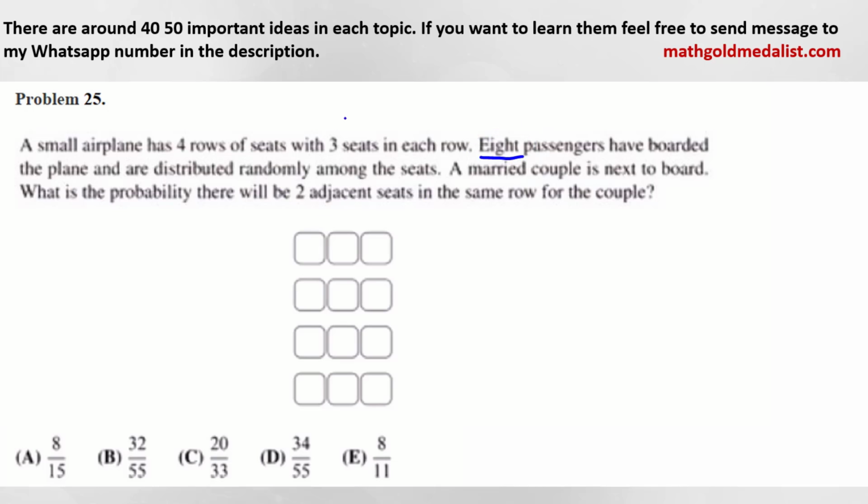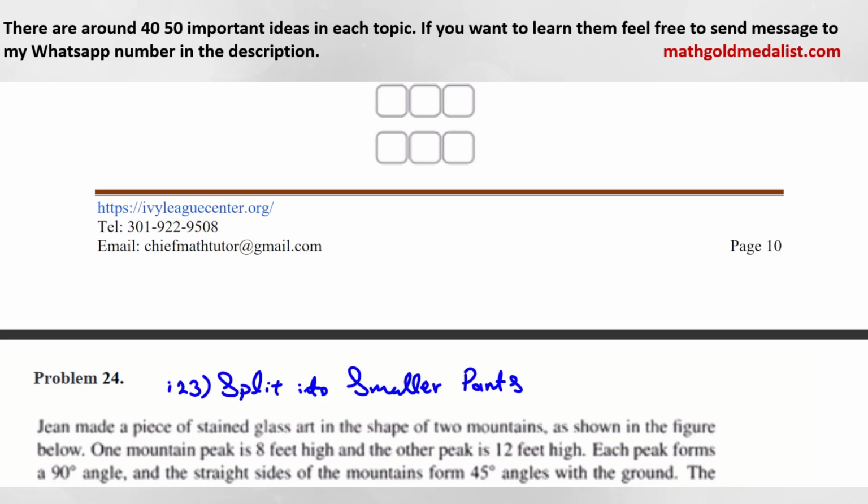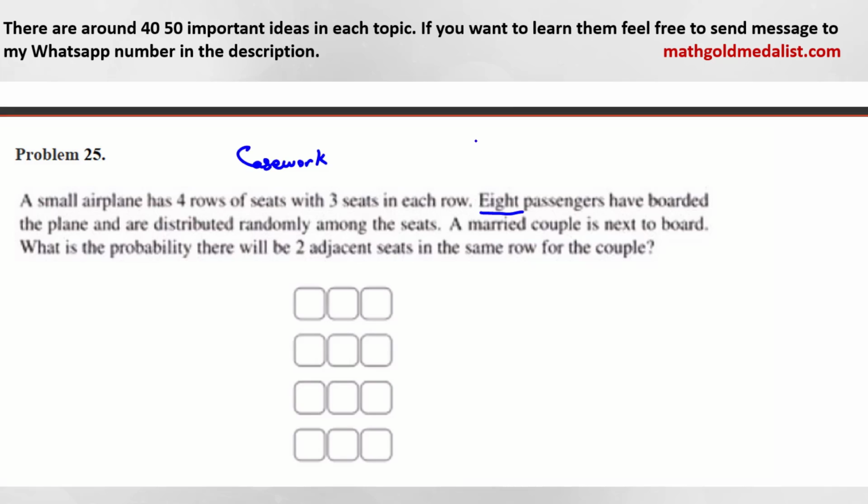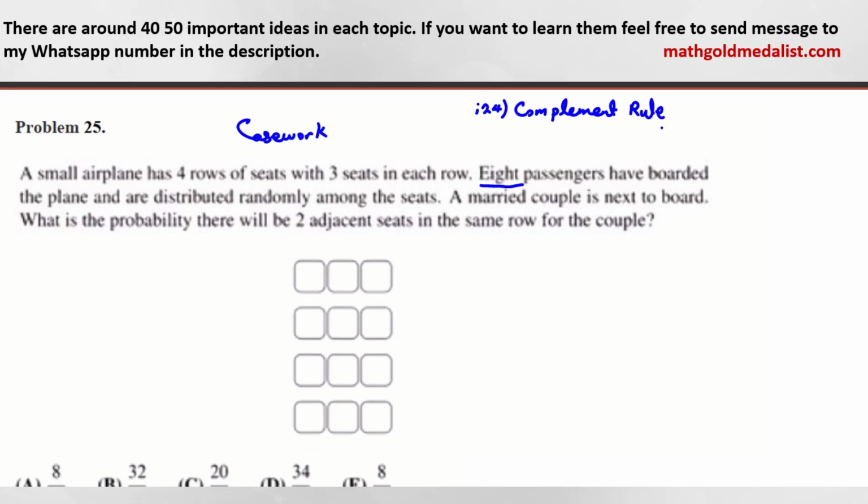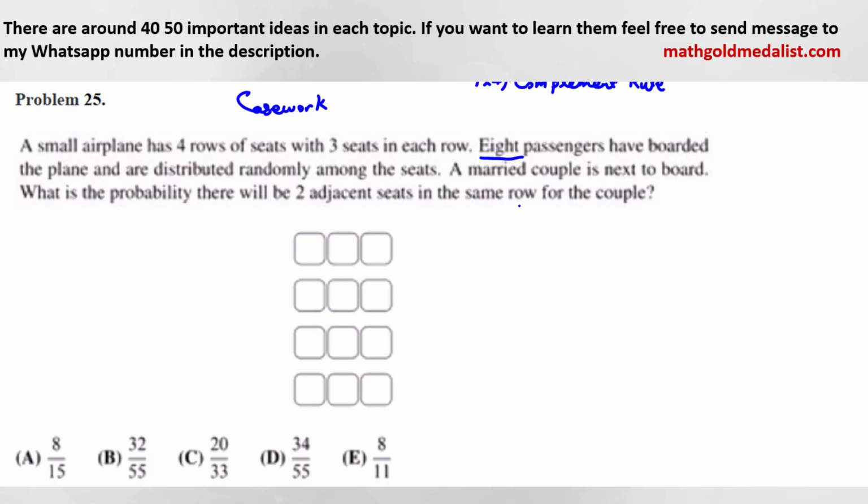So for this one, again, we want to use casework, and I think it's the 4th problem of this year that we are solving with casework. How do we want to apply casework? Okay. So I want to calculate bad cases. So I want to use the complement rule. Okay, idea 23, 24. Complement rule. I want to calculate bad cases. Bad cases means what? Means we don't have 2 adjacent seats in the same row for the couple.